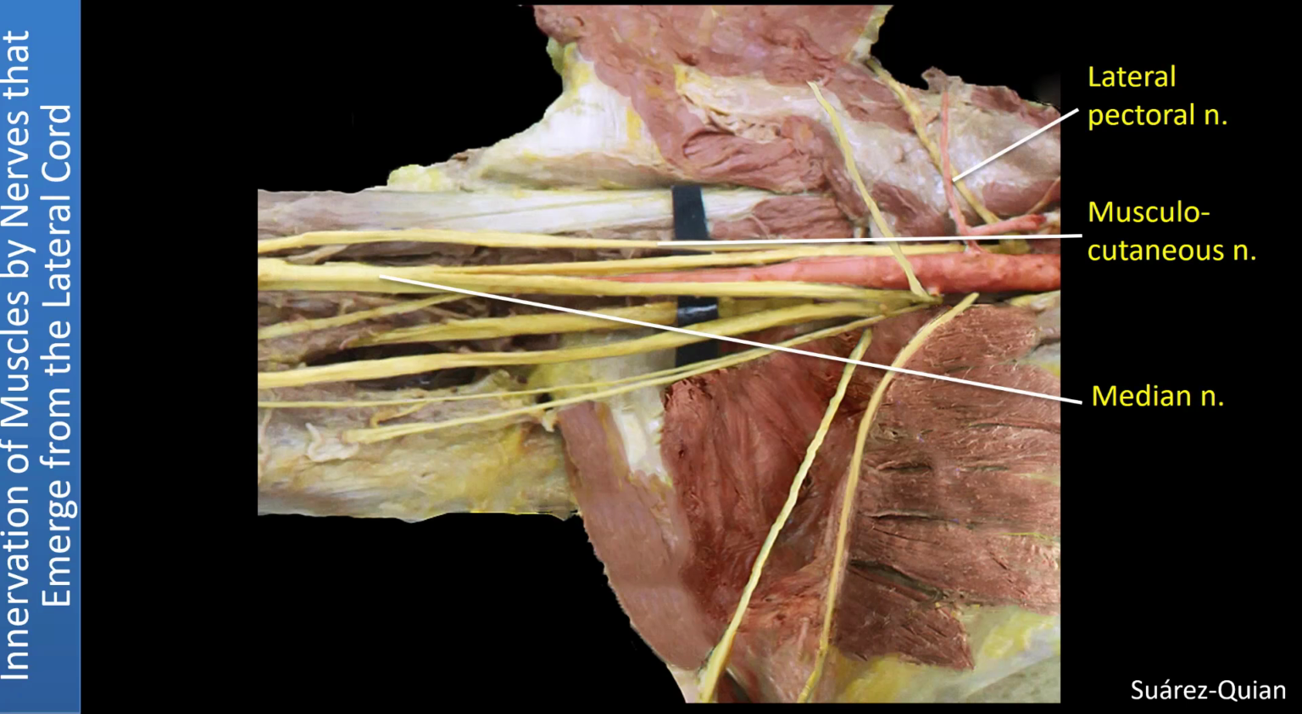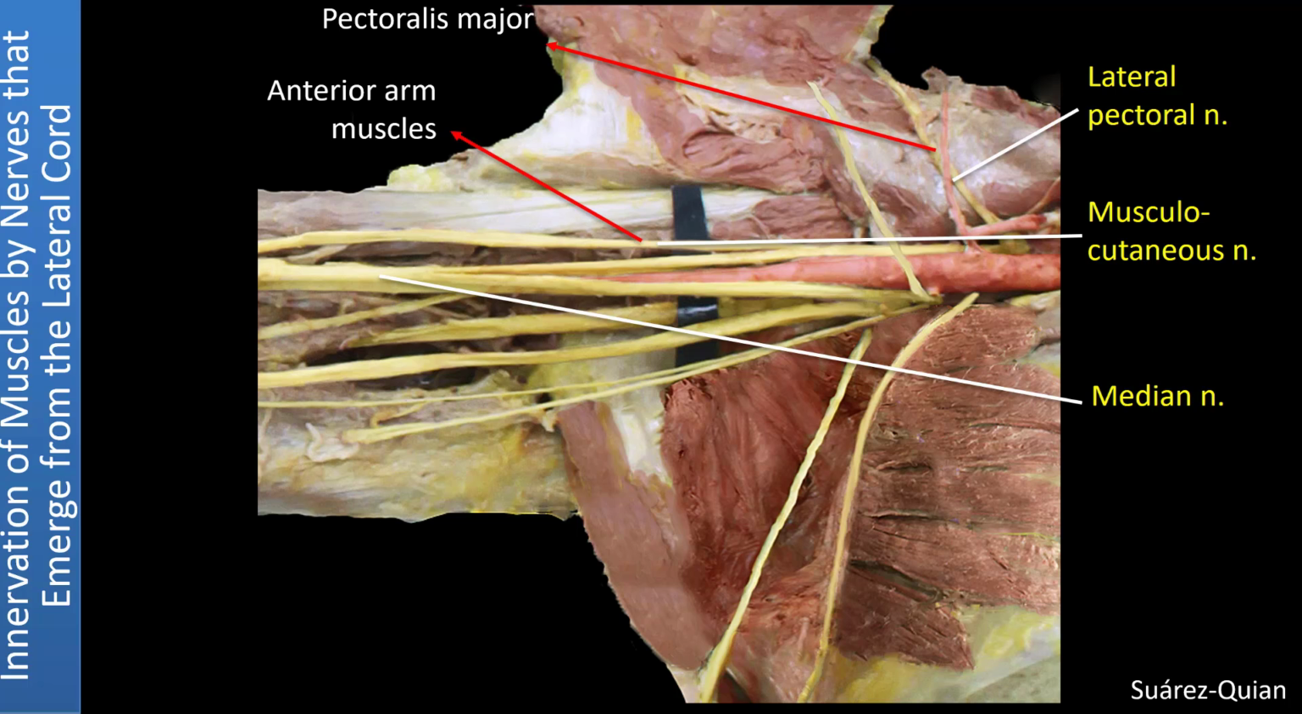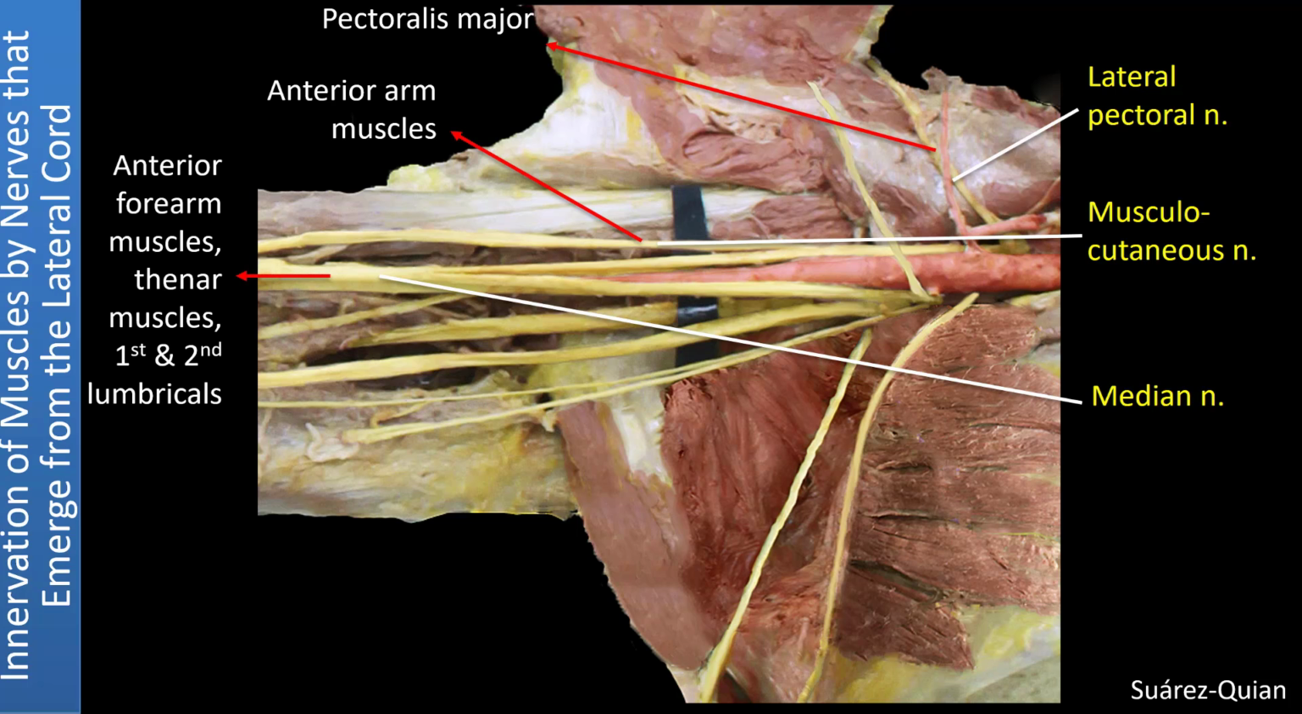From the lateral cord, we had three nerves to consider. The lateral pectoral nerve innervates the pectoralis major muscle. The musculocutaneous nerve does all the muscles of the anterior compartment of the arm, and the median nerve does most of the muscles of the anterior compartment of the forearm, the muscles that make up the thenar eminence of the hand, and the first two lumbricals.